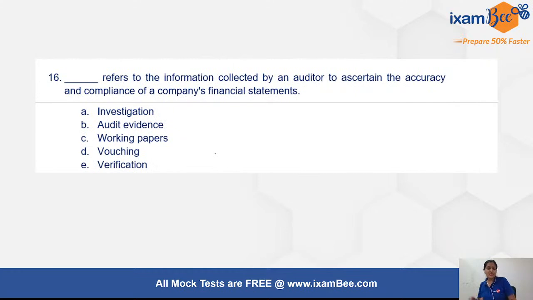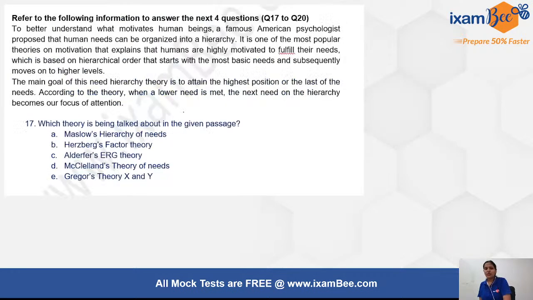Last question that was associated with this audit para was, what refers to the information that is collected by an auditor to ascertain the accuracy and compliance of a company's financial statements? The correct answer here is audit evidence. So that is the terminology that is used, which basically helps to, against this, the auditor checks whether the financial statements are giving a true and fair picture of the financial position of the company or not. Okay, the last para came as a surprise for a lot of students last year.